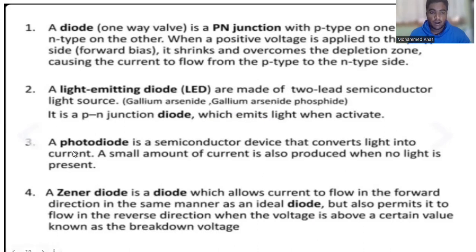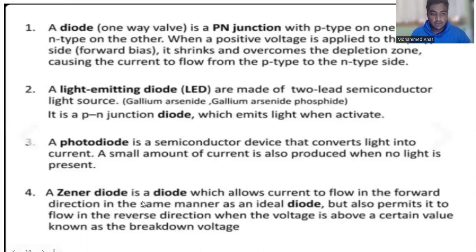Now we are going to learn about the photodiode. A photodiode is a semiconductor device which converts light into current. A small amount of current is also produced when no light is present. The simplest example of a photodiode is a solar cell.